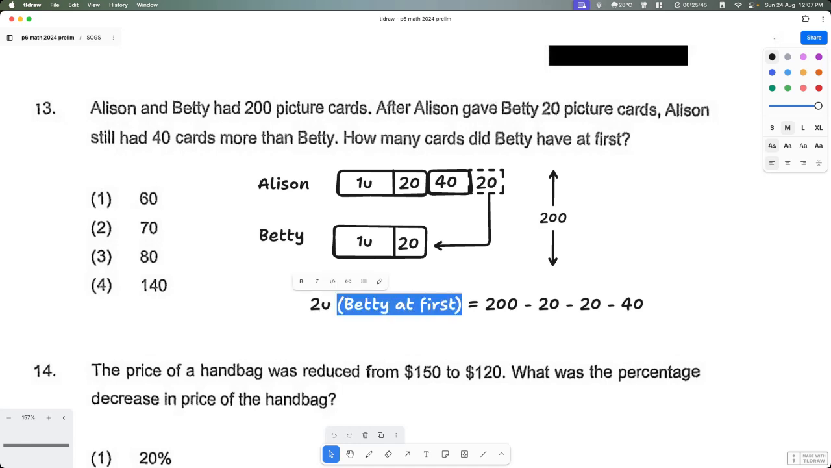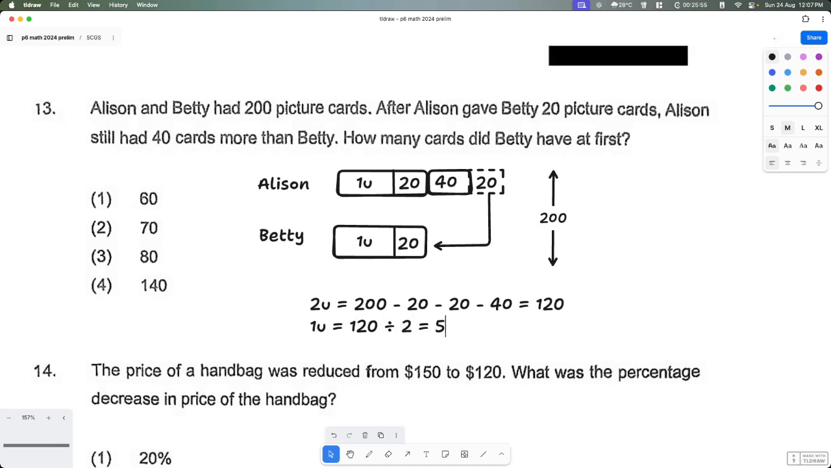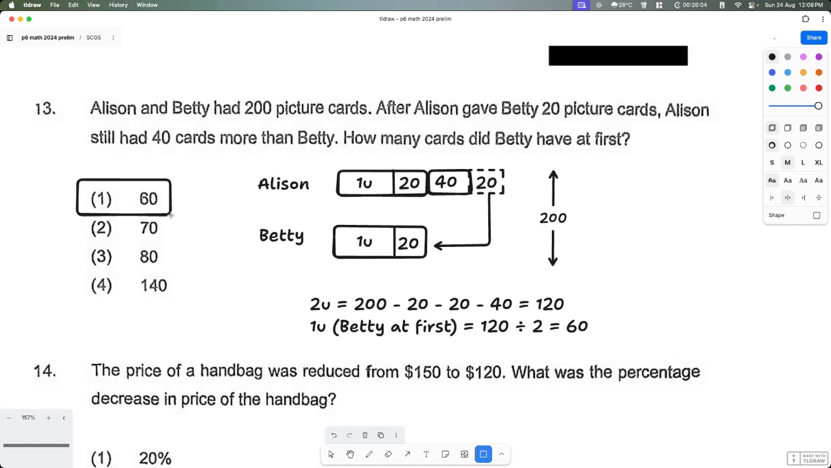So 2 units equal to this, which is 120. Then 1 unit is equal to 120 divided by 2. This is 60, which is basically what Betty had at first. So the answer is 60 in this case. Alright, let's move to the next question.